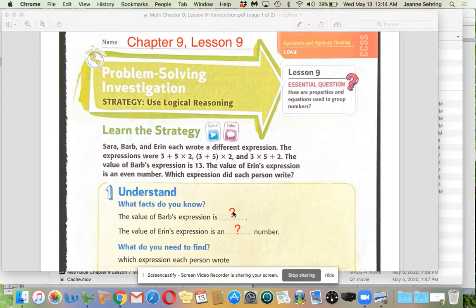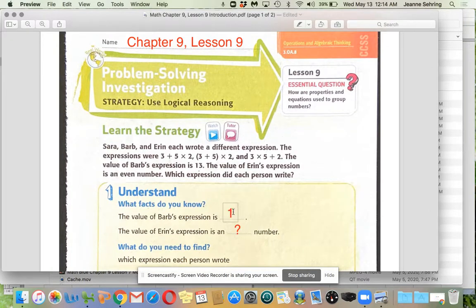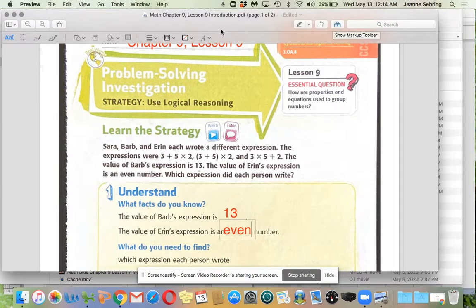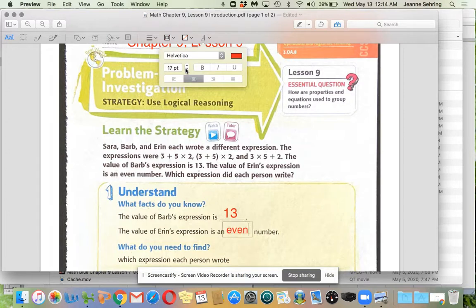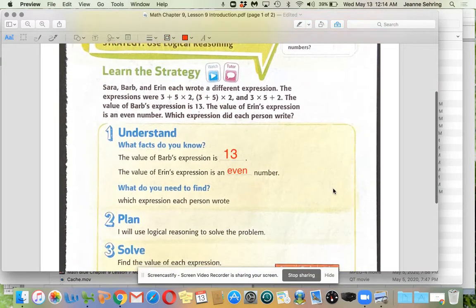All right, so the value of Barb's expression is 13. The value of Aaron's expression is an even number. That's big. Let me make that small. Open that up. You're way too big. There you go. Okay.